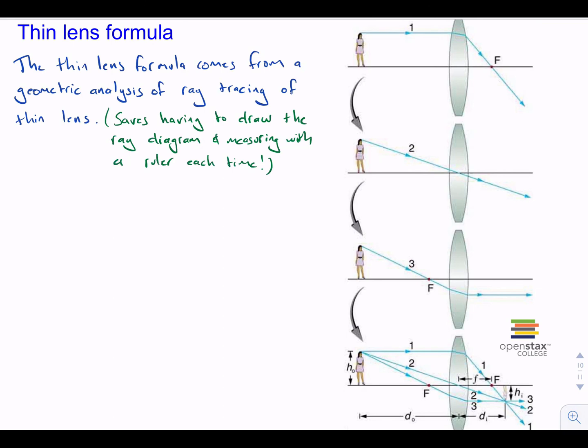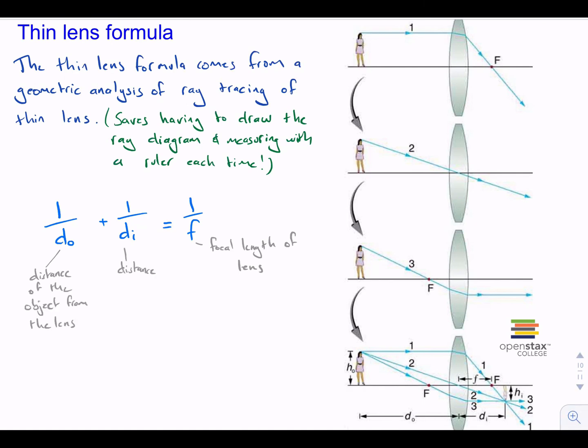So the thin lens formula is 1 over d_o plus 1 over d_i equals 1 over f, where f is the focal length of the lens, d_o is the distance of the object from the lens, and d_i is the distance of the image on the other side of the lens. This is indicated on the diagram here, and I'll highlight them.